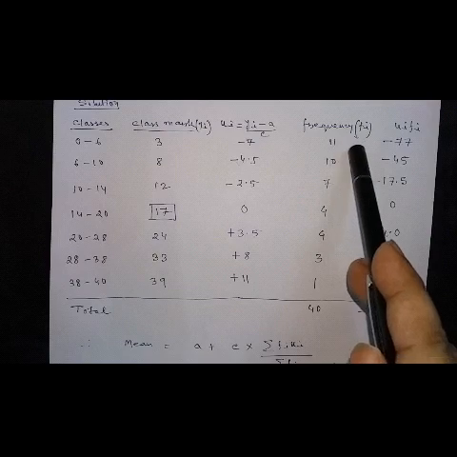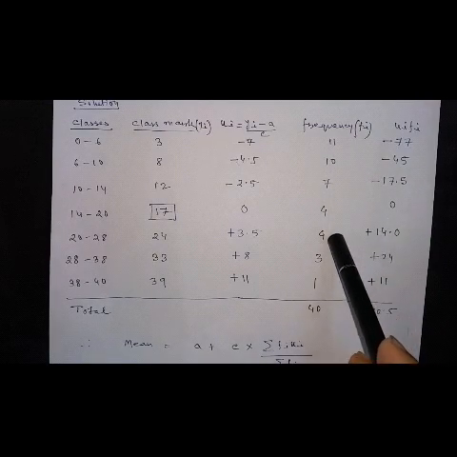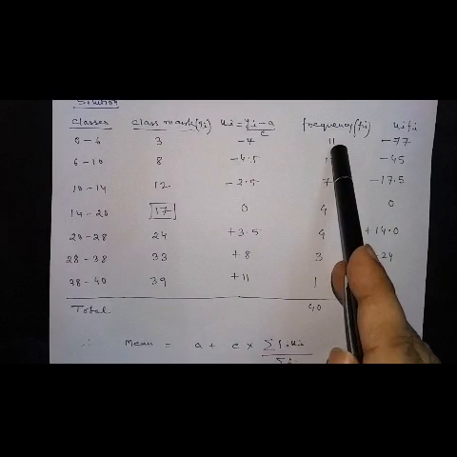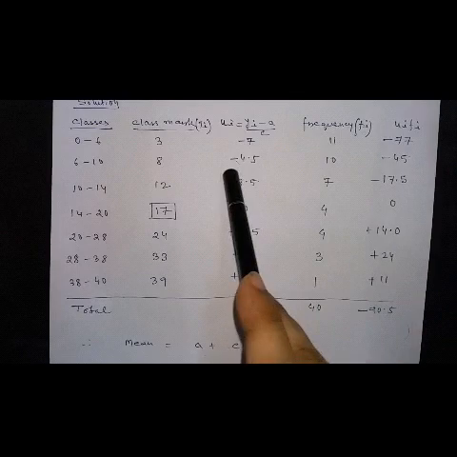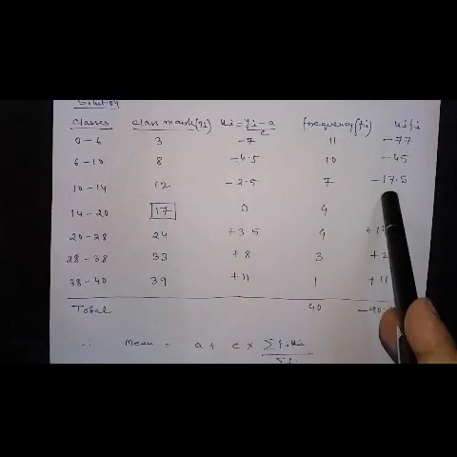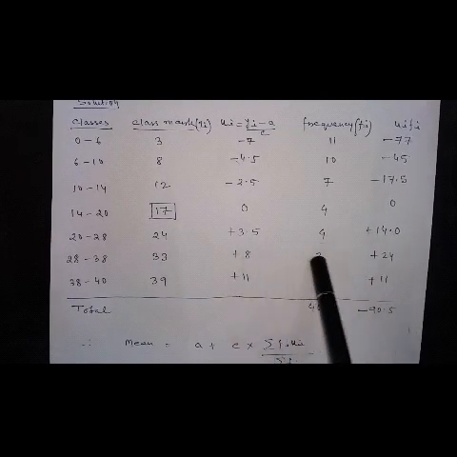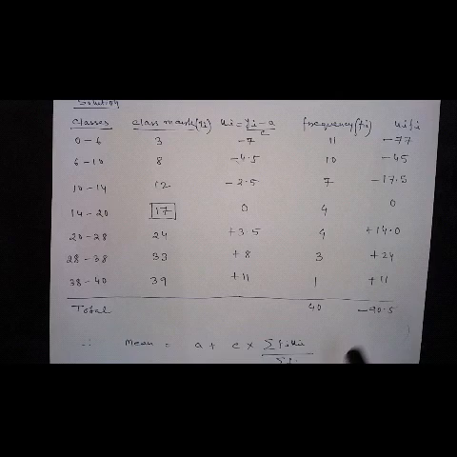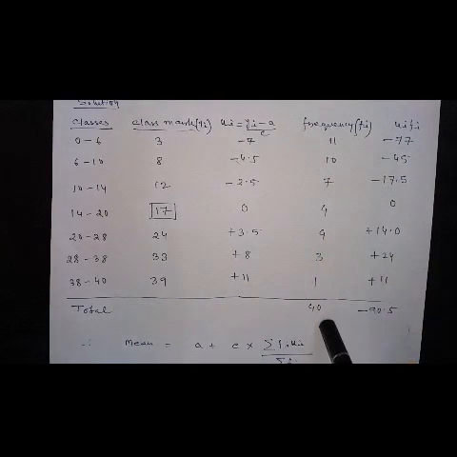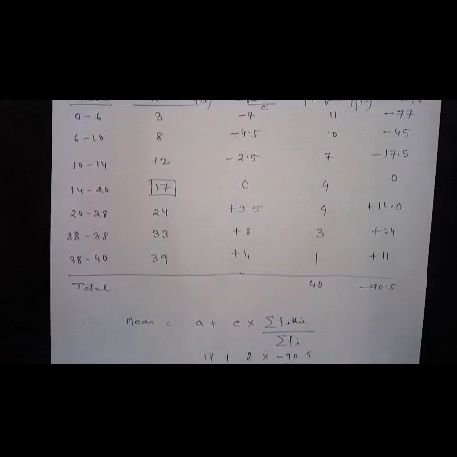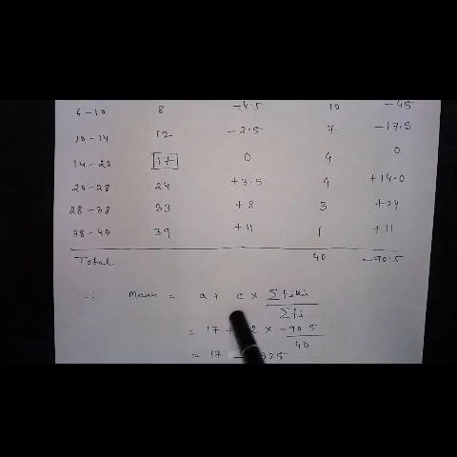Then we have the frequencies as 11, 10, 7, 4, 4, 3, 1. Then we have to multiply this ui into fi. So this is coming minus 77, minus 45, minus 17.5, 0, this is 14, this is 24, and this is 11. Now if you add, this is coming minus 90.5. And if you add the frequencies, it is always coming 40, as it is given 40 students. So here is the formula for the mean: a plus c into summation fi ui by summation fi.